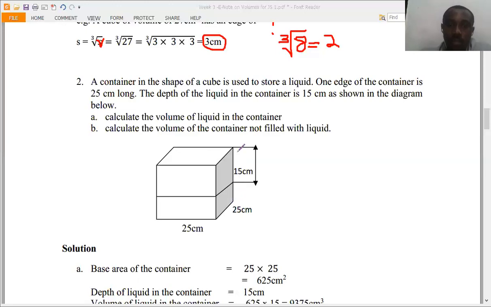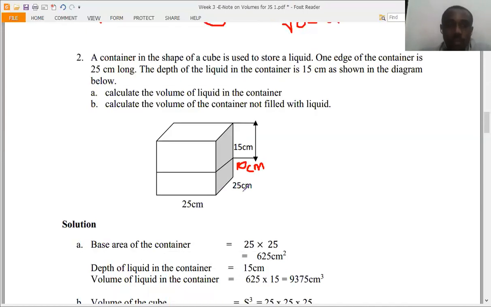Since it's a cube, it's supposed to be 25 by 25 by 25. So if from this point to this point is 15, it means from here to here is 10. You understand? Because 10 plus 15 is 25 centimeters. All right, so it's 10 centimeters.